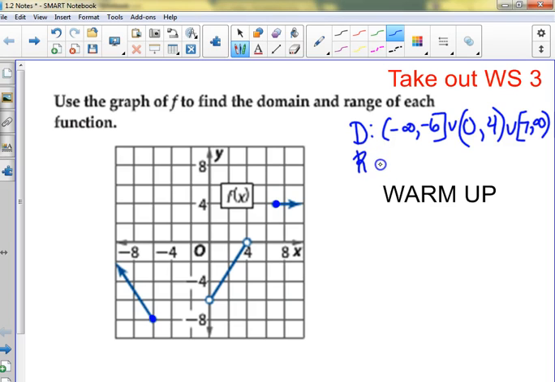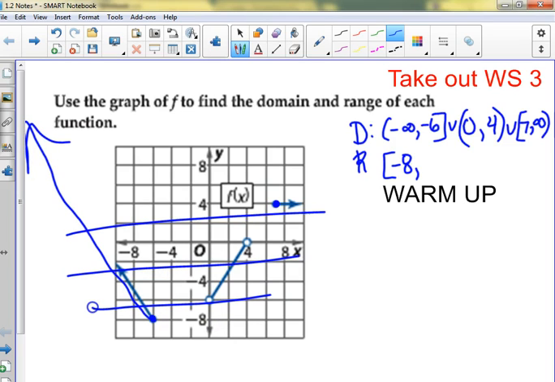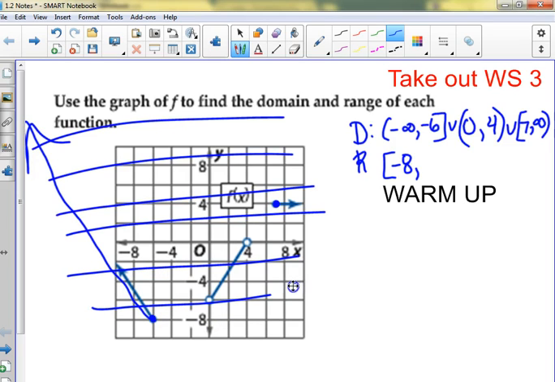Start at the bottom. What is the lowest point that has value? -8. Square or parenthesis? Square bracket. Then what? Okay. Does it stop having y values when we get to 6? This one has an arrow, right? So no matter what I do going across, it's always going to have a value somewhere, right? It might have multiple values. So it is just to infinity.